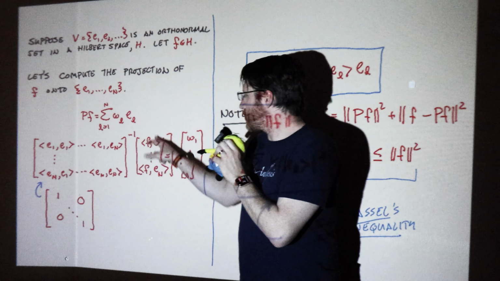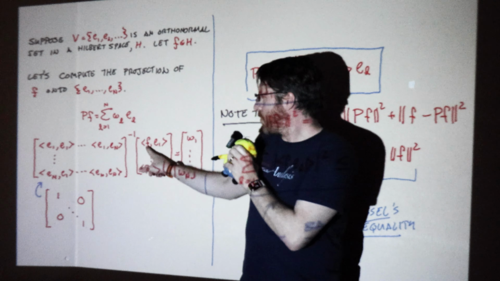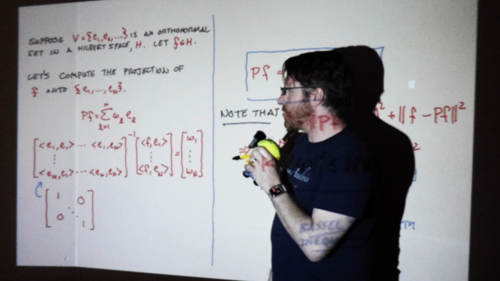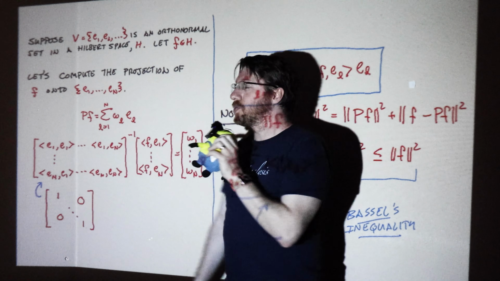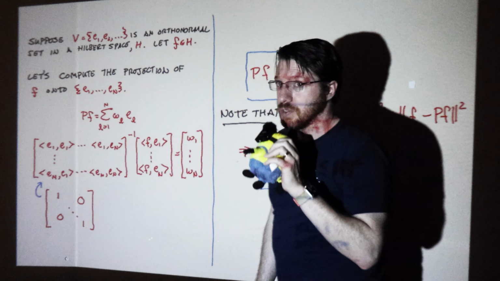So we have the identity matrix times this equal to W1 through Wn. These W's are just the inner products of F against each one of E1 through En, which is nice. That means that it takes big O of n time to compute the projection of F onto the span of this orthonormal set, which is really nice.